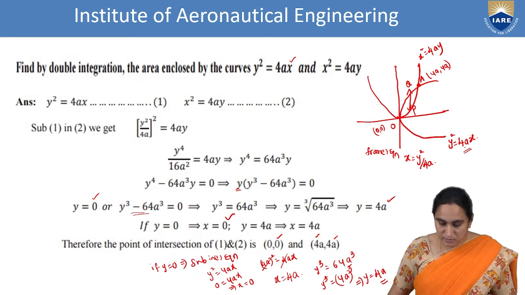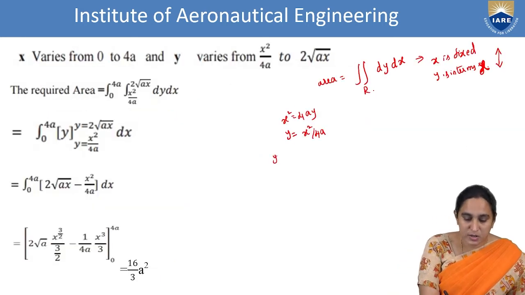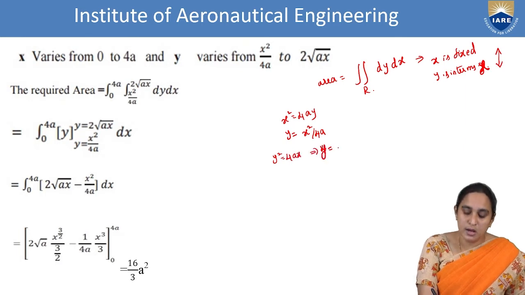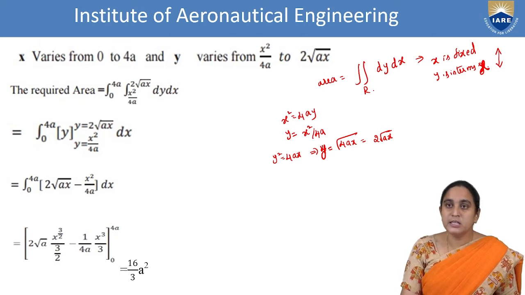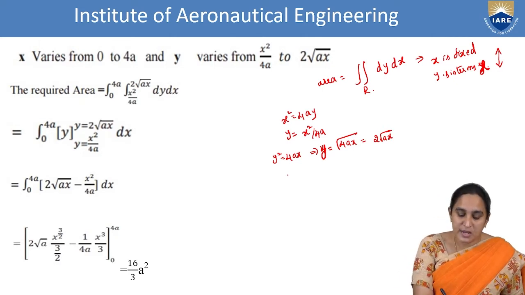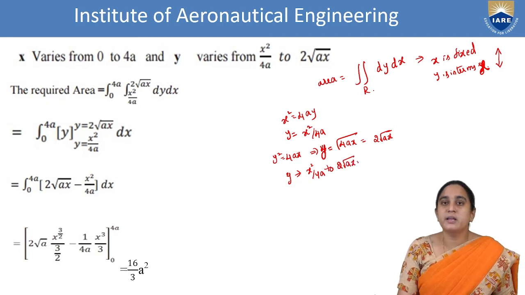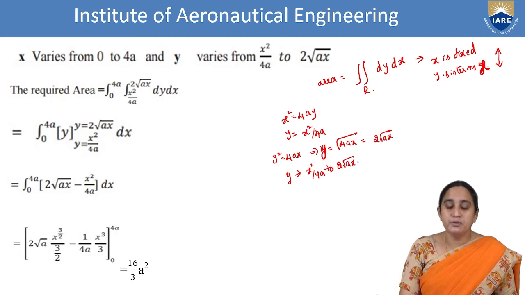From that, what about the y limit? I'll write here y square is equal to 4ax. From that, y is equal to what? Y is equal to under root 4ax, from that, 2 root ax. Therefore, what are the limit points of y here? The y limit points are x square by 4a to 2 root ax.